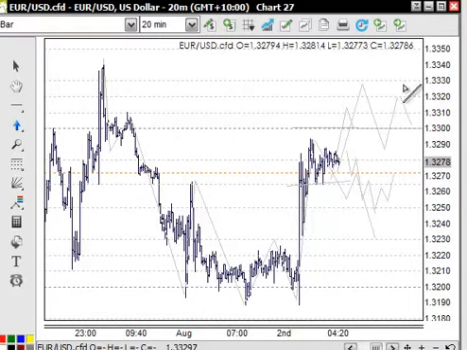So long trades would be up here after a consolidation on top of the 133, and the bearish mode would be the 1.3272 as the resistance there.